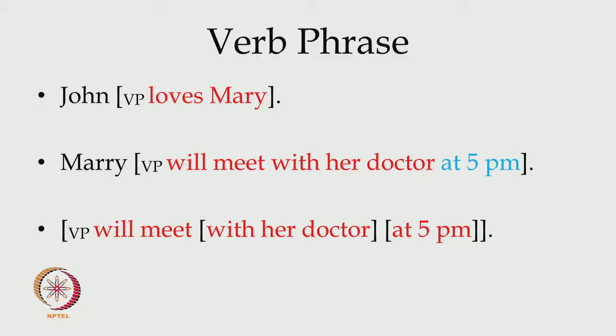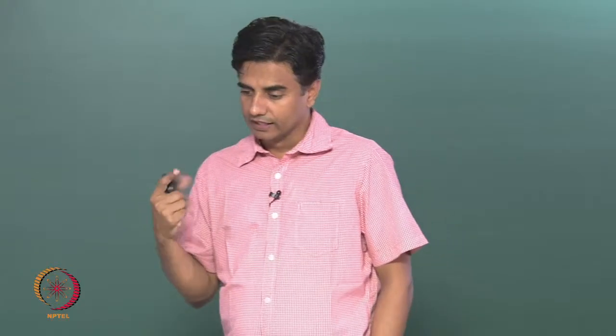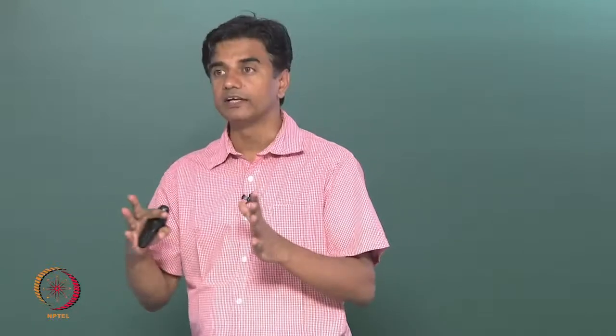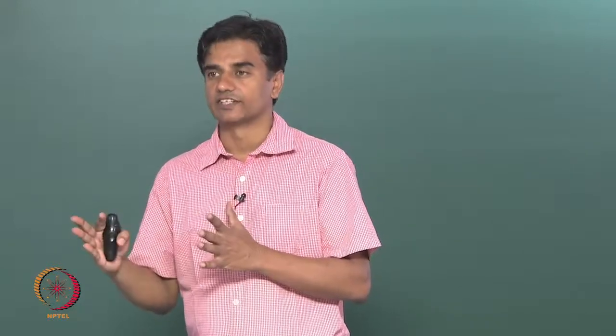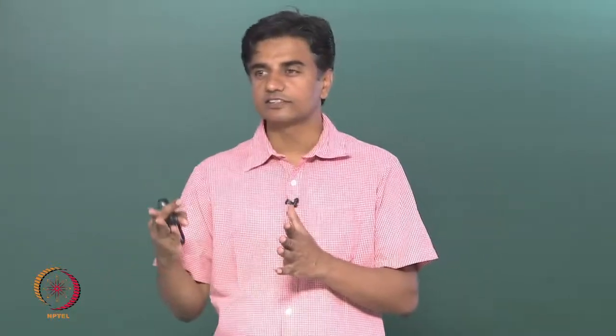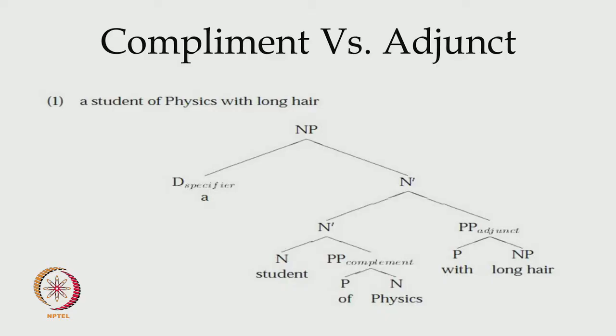When we look at this VP, we have already seen the VP, we know that in the sentence, Mary will meet with her doctor at 5 p.m., with her doctor becomes the complement, and at 5 p.m. is an adjunct. In this phrase, we have both within NP, we are looking at a complement and an adjunct, right? Where do you see this adjunct? Adjoined in the PP? Do you see at least the adjunct comes the same way you have seen an adjunct in VP?